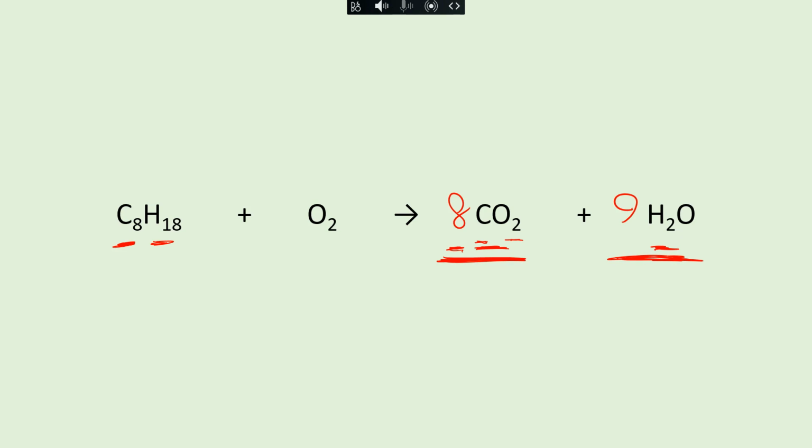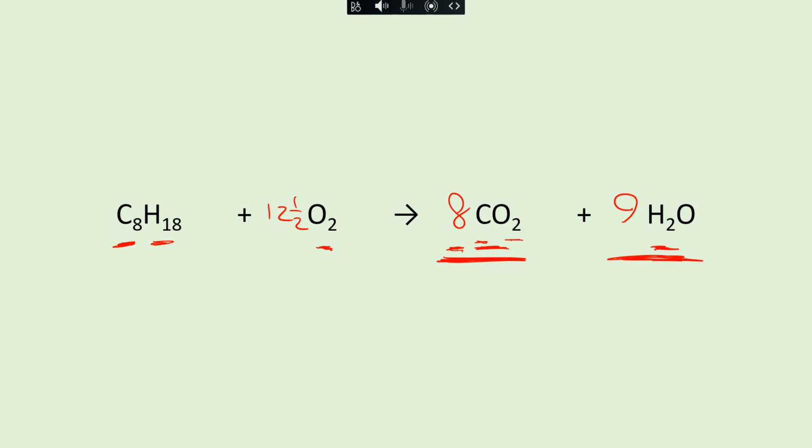Now, oxygen, remember, doesn't come by itself. It comes in pairs. It's O2. So we needed 25 oxygen atoms, so we're going to have 12 and a half O2, because that will give us our 25 oxygen atoms. This is what you will see sometimes. Some textbooks have it like this. Some websites have it like this.